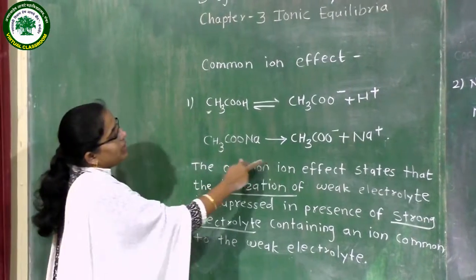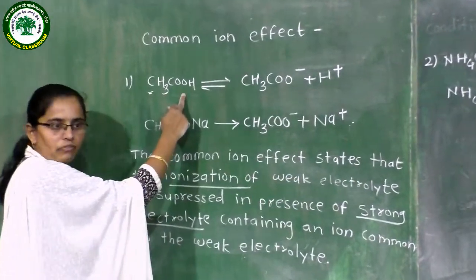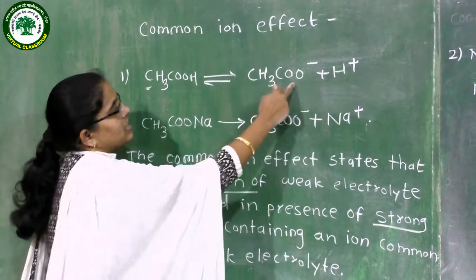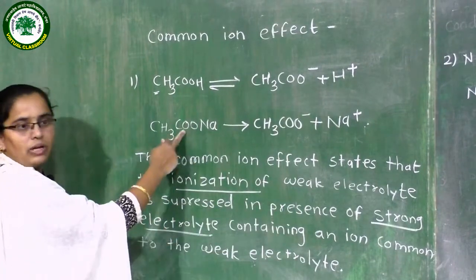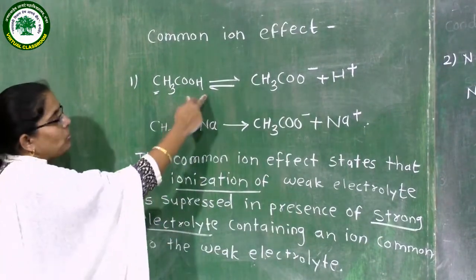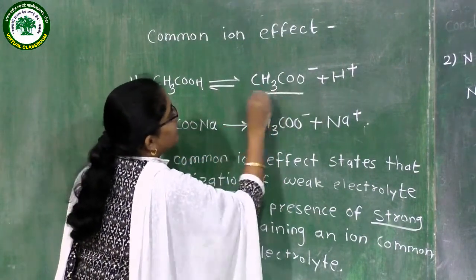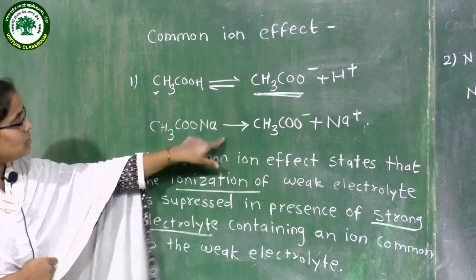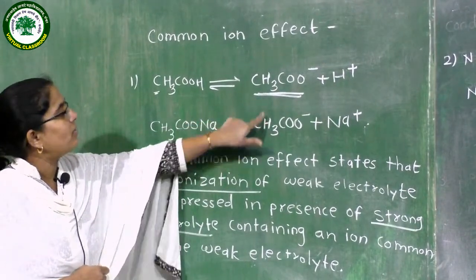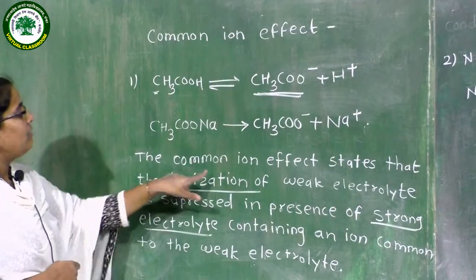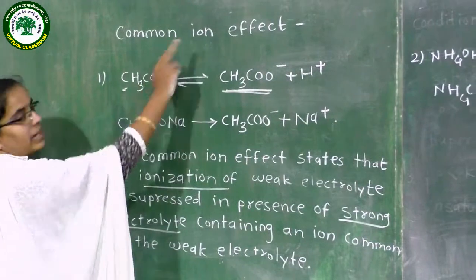Let's see here, the common ion effect states that the ionization of a weak electrolyte, acetic acid, into CH3COO- plus H+ is suppressed in the presence of a strong electrolyte, sodium acetate. Due to the presence of this strong electrolyte, the effect of acetate ion is suppressed. In these two, which ion is common? Acetate ions are common. Due to the presence of this common ion, the effect is nullified. The overall effect is called common ion effect.